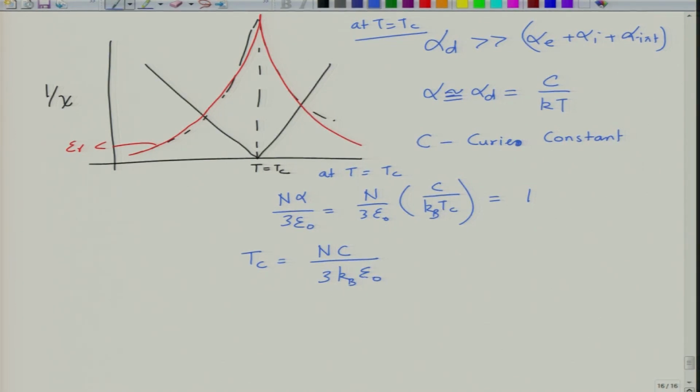So below this Tc we can say the polarization is there. So we can say that for T less than Tc, polarization is finite, and for T greater than Tc, polarization is 0. Okay.